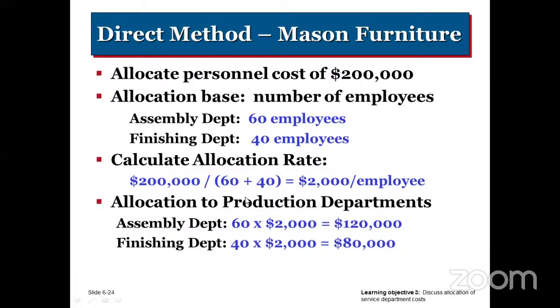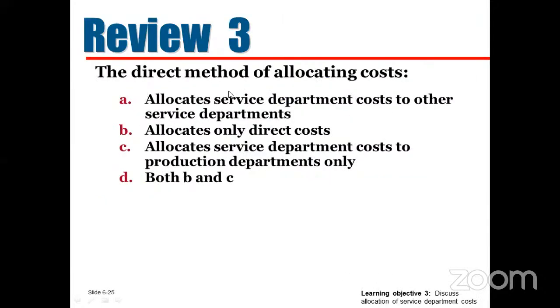It means HR department cost will be allocated out to assembly department and finishing department. All this process will go through, and then this will go to assembly. Assembly department will go to finished product to calculate the unit cost of the product. That means they want to know for one unit of the product, what is the cost like? Is it $5? Is it $6? That's the process they need to build. The direct method of allocation: allocate only direct cost, allocate service department cost to production department only. So the answer is definitely C.